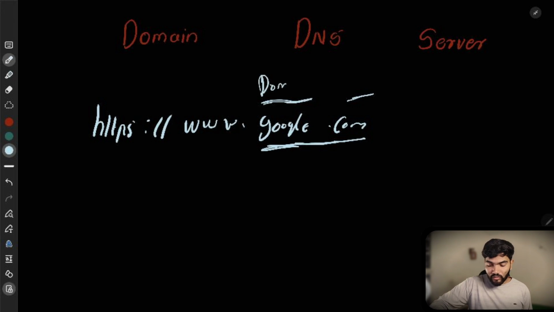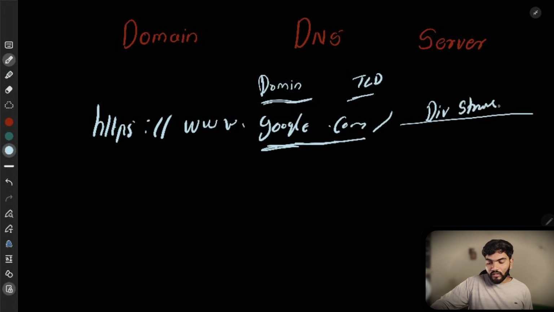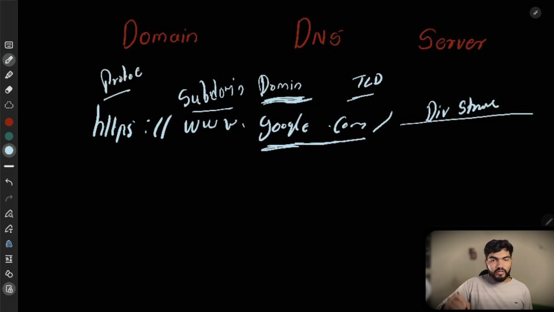So I'll write domain here. This is TLD, that means top level domain name. Whatever comes after this is called dir structure, or you can say directory. And whatever is coming before this particular domain, that's what we call the subdomain. And this is obviously the protocol. It can be http also, it can be https also.